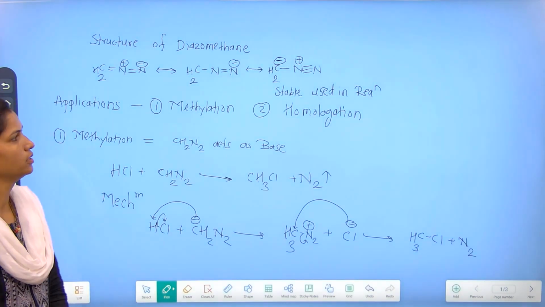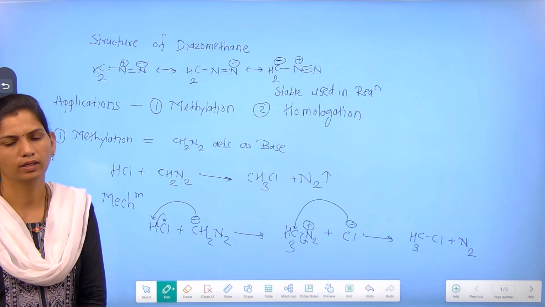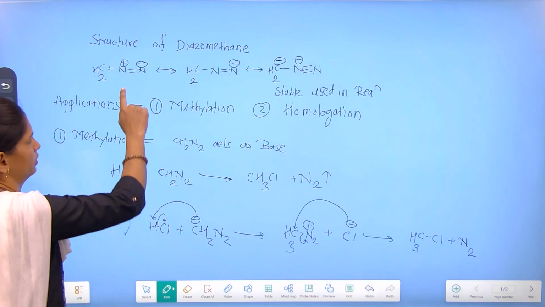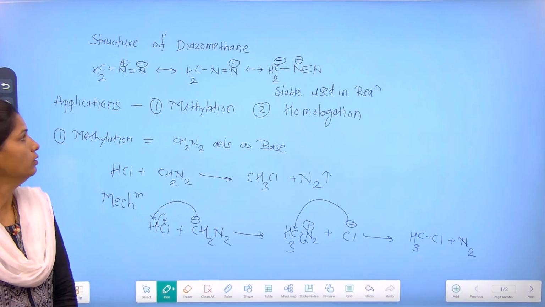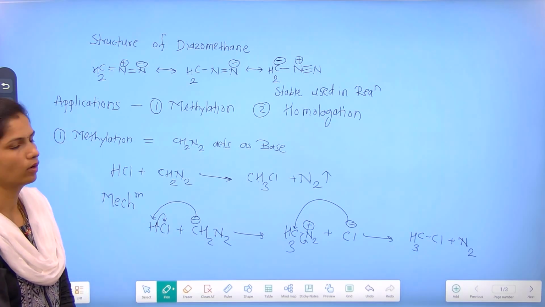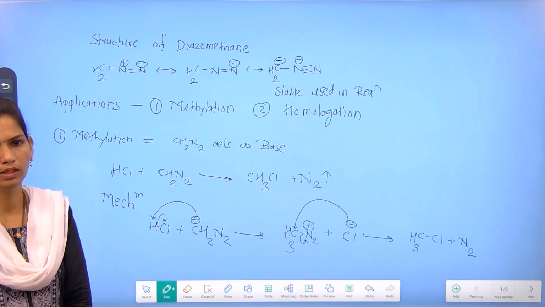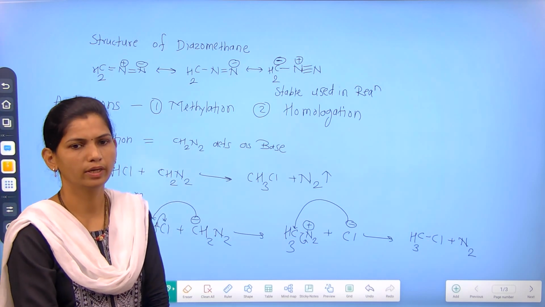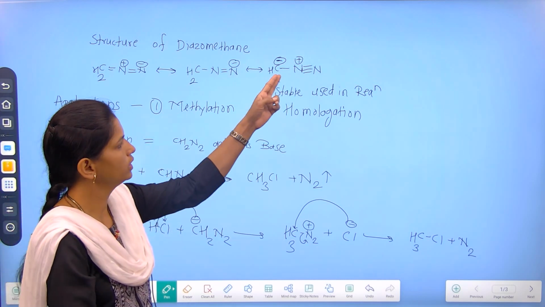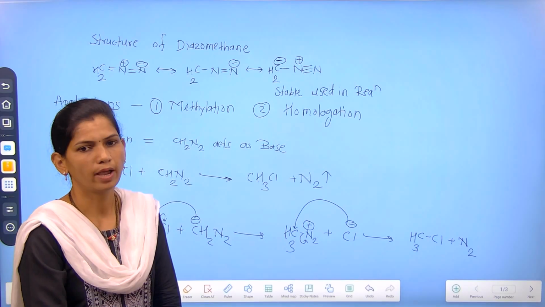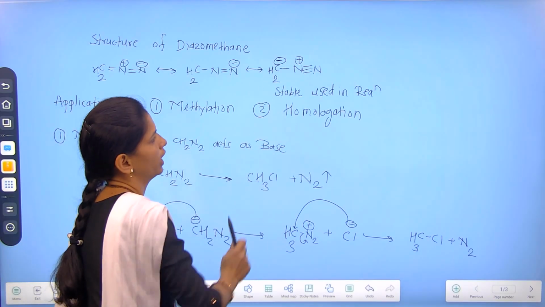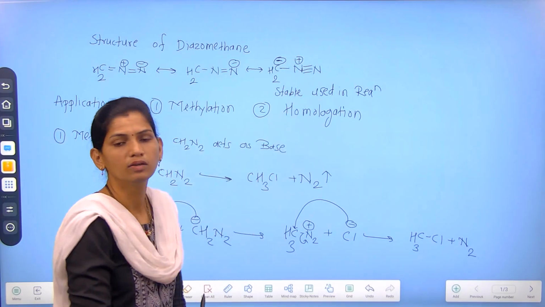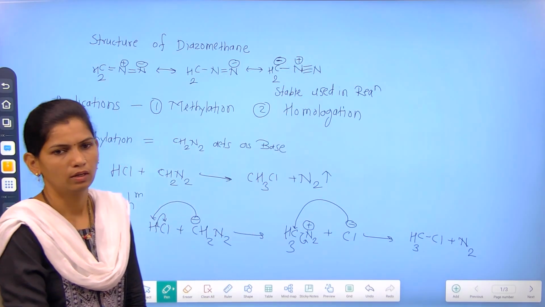Okay, this is the structure of diazomethane. Here the N2, the oxidation state of the nitrogen is 3, and the valency of the nitrogen is 3. This one is the stable structure of diazomethane. Here the carbon carries a negative charge and this nitrogen carries a positive charge.